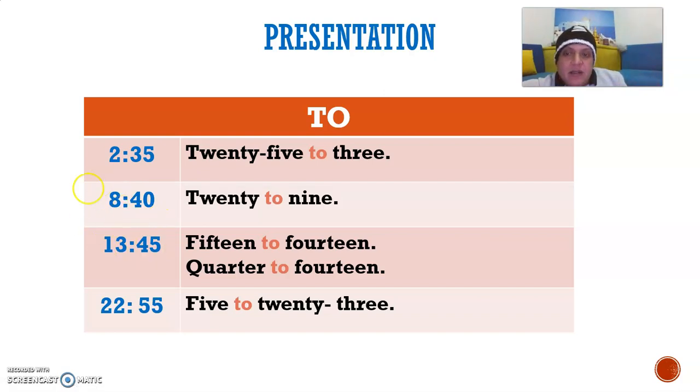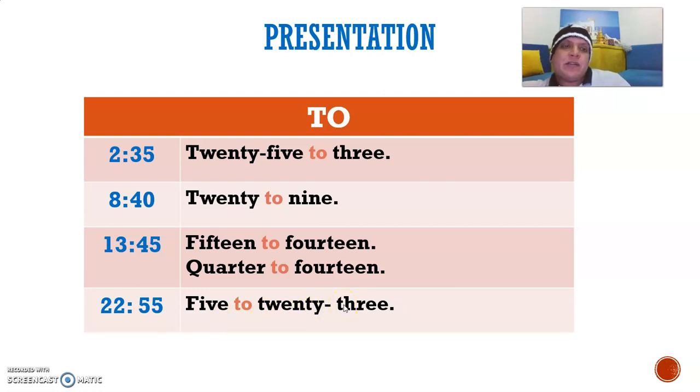Okay, here we have 15 to 14. We add 15 here, or we add quarter here to be 14. 15 to 14, or quarter to 14. So we said already that 15 is the same as quarter. 5 to 23 means that it's 5 before 23. Alright, we said that it's 5 before 23 or 5 to 23.